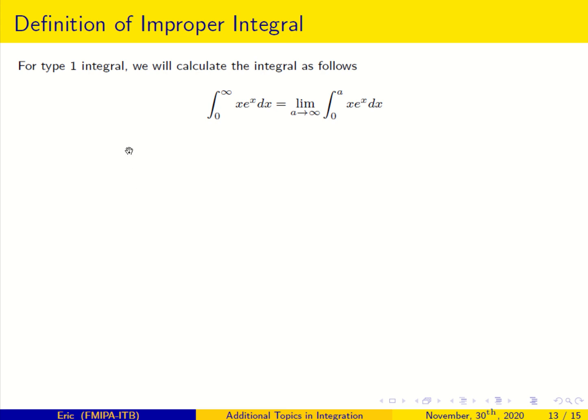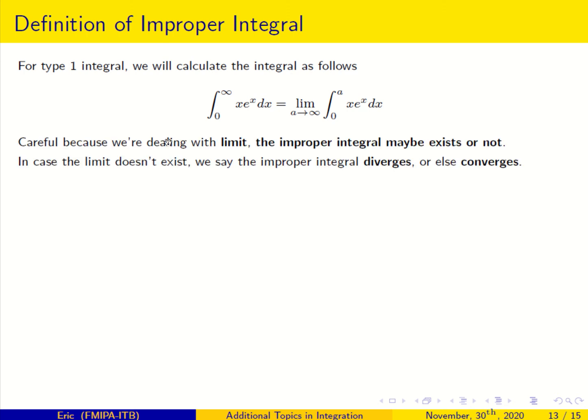Okay, let's look at this one. Integral 0 to infinity of x times e to the power of x dx. This is just integral 0 to a, but then you have a limit process. When a goes to infinity, what happens to this integral? So if you have infinity here, this is the limit of the integral. What about minus infinity? Yeah, the same. A goes to minus infinity, from a to something, x times e to the power of x.